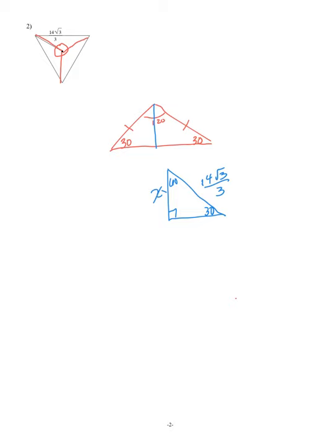Okay, so again, we have a 30, 60, 90. 1 root 3, 2.